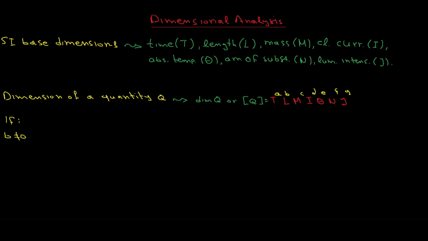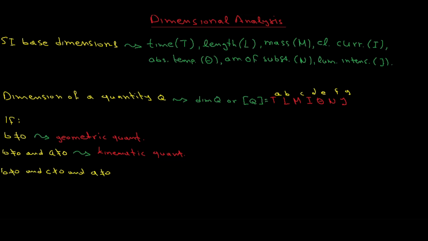If only b is non-zero, then we have a geometric quantity, since there is a dependency only on length. If b and a are non-zero, then we have a kinematic quantity, since there is a dependency on both length and time. If a, b, and c are non-zero, then we have a dynamic quantity, since there is dependency on length, mass, and time. Finally, if all powers are zero, then we have a dimensionless quantity.